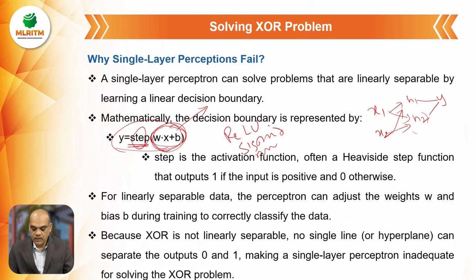Now, after applying the activation function, if the predicted output is not the same as the actual output, if both are not similar or not closer, in that case we need to apply the backpropagation mechanism.